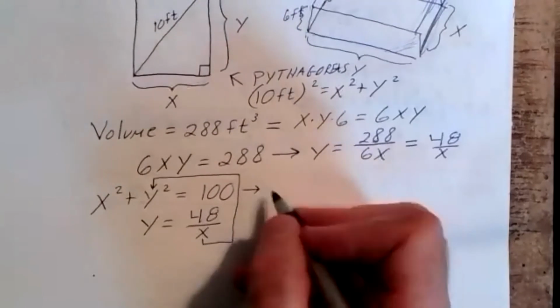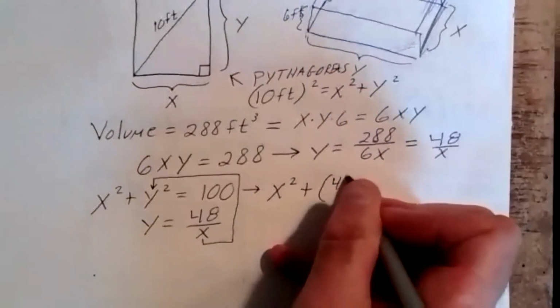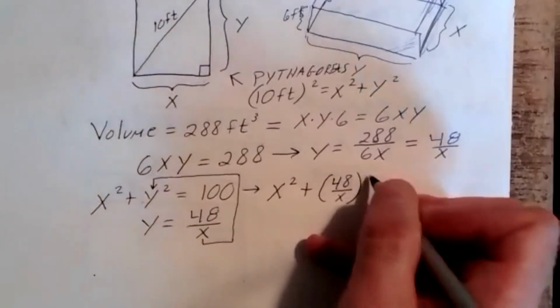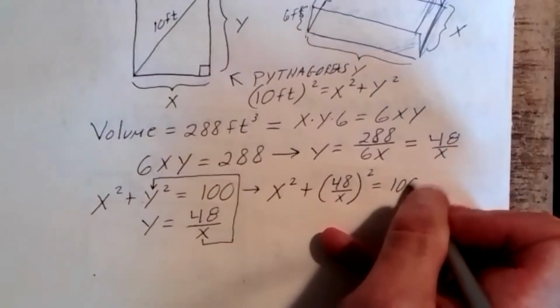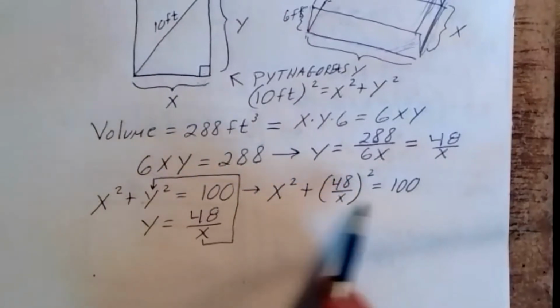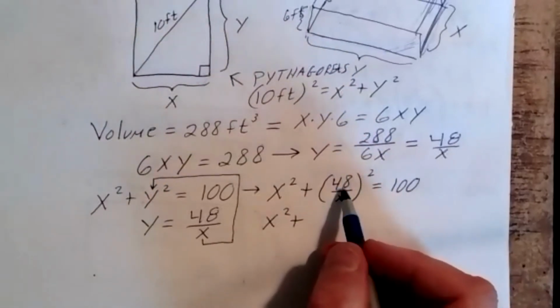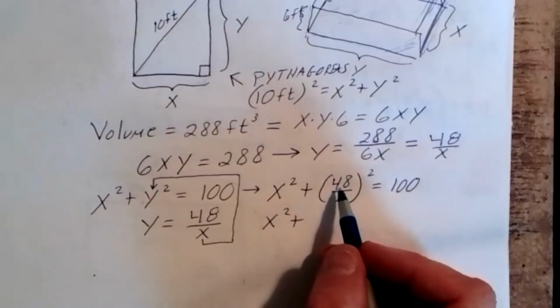Hence, upon doing that, my first equation collapses down to x squared plus (48 over x) squared equals 100. And now we just have to solve this quadratic equation for the variable x. We have x squared. What's 48 times 48? I do not have that one in my back pocket. What's 48 squared?